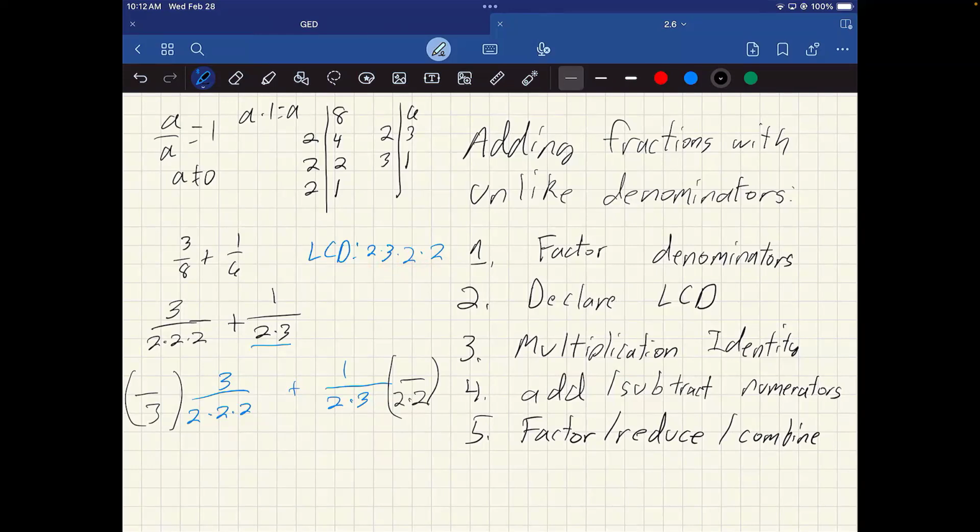Okay. So now I'm going to do 3 and 2 times 2. Now I've got 3 times 3 gives me 9 over my LCD.